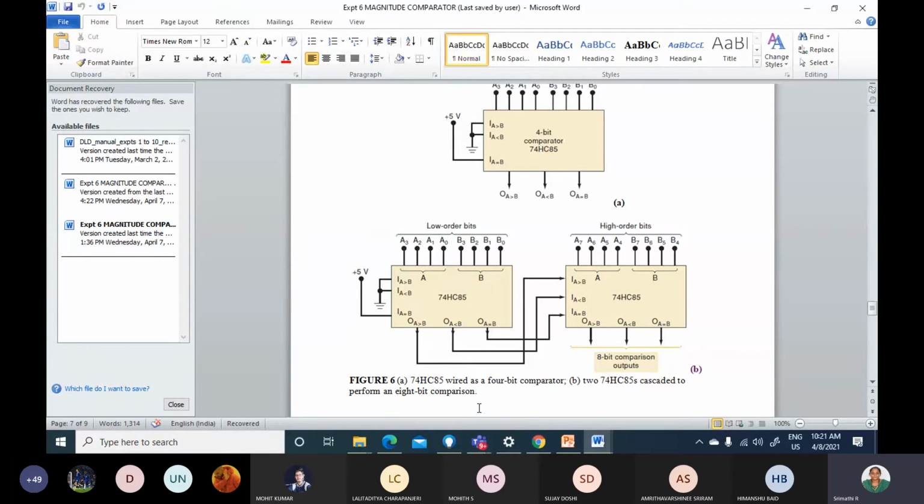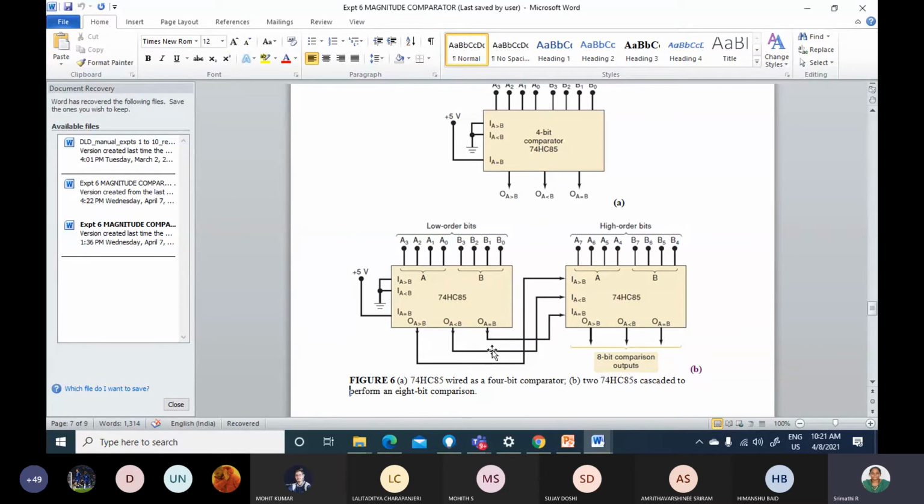If I need to compare 8 bits, namely A0, A1, A2, A3, A4, A5, A6, A7, and similarly B0, B1, B2, B3, B4, B5, B6, B7, I'll be using two 74HC85. So the lower bits go in one comparator, the higher bits in another comparator. See here, this is the first stage. In the first stage, I have grounded A greater than B and A less than B, and given 5 volt to the cascading input A equal to B.